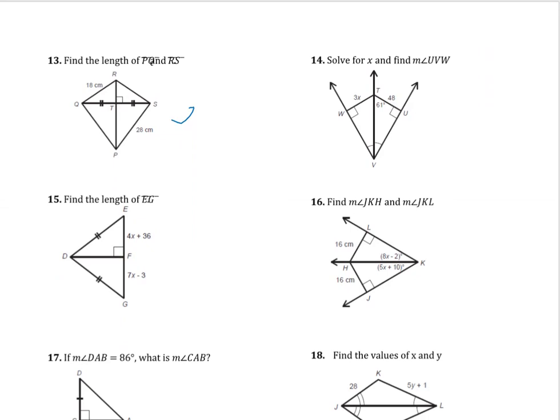Looking at number 13, we want to find those lengths. Well, RS is 18, and QP is going to be 28. That's also a kite. Notice that the diagonals are perpendicular and one bisects the other.